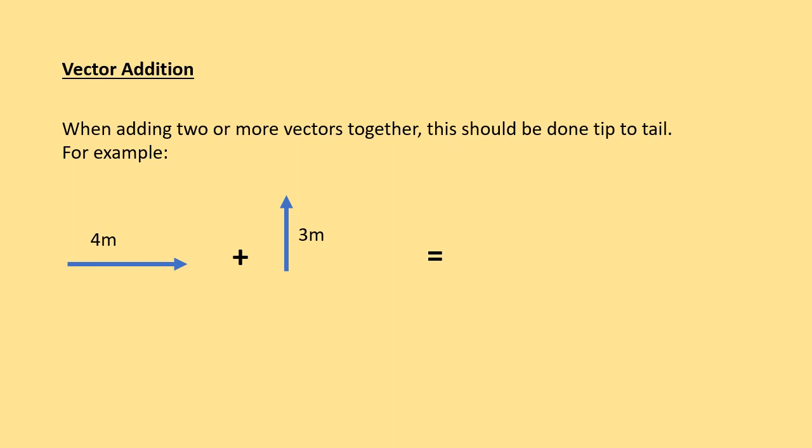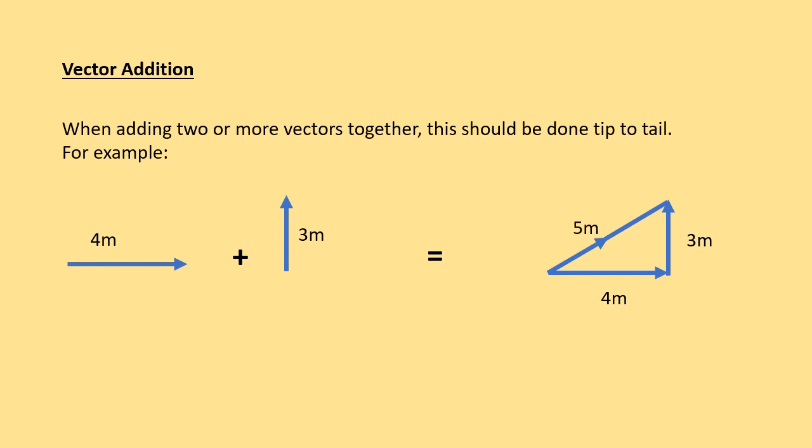Okay, so when adding two or more vectors together, this has to be done tip to tail. So we take one of the vectors and from the end of that vector, we then add the next vector. So for example, if we have a 4-meter vector to the right, and then we add on the 3-meter vector in the upwards direction, we take the first vector, so I've chosen the 4-meter vector, and then from the end of that one, we add on the next vector, which is 3 meters, and then this vector here is now a resultant vector. This vector here has the same effect as these other two combined.